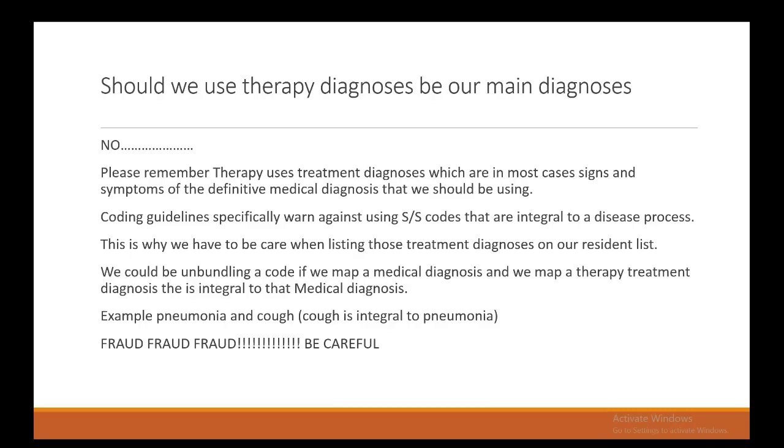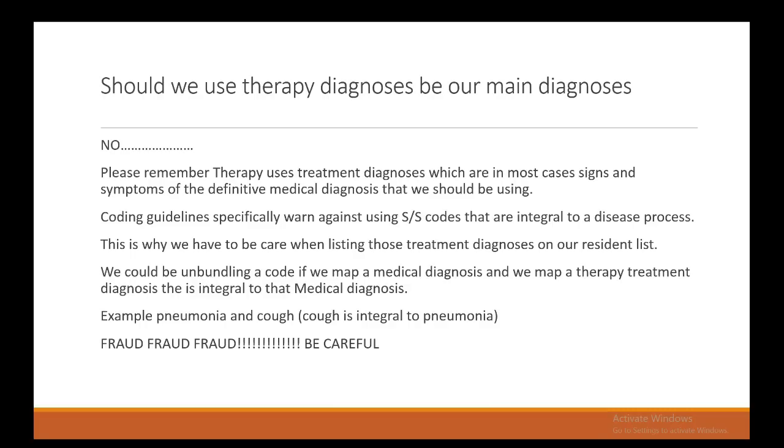Should we use therapy diagnoses as our main diagnosis? No, no, no. Please remember, therapy uses treatment diagnoses, which are in most cases signs and symptoms of the definitive medical diagnosis that we should be using. The coding guidelines specifically warn against using signs and symptom codes that are integral to a disease process. This is why we have to be very careful when we are listing those treatment diagnoses on our residents list, because we can be doing what is called unbundling a code if we map a medical diagnosis and we map a therapy treatment diagnosis that is integral to that medical diagnosis. So we don't want to unbundle that.